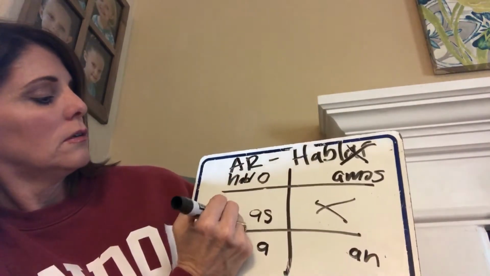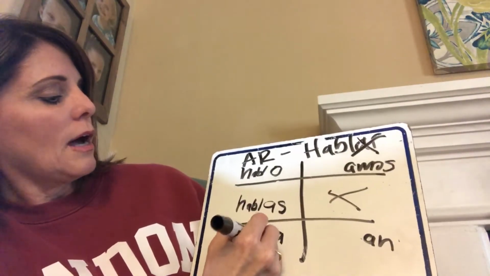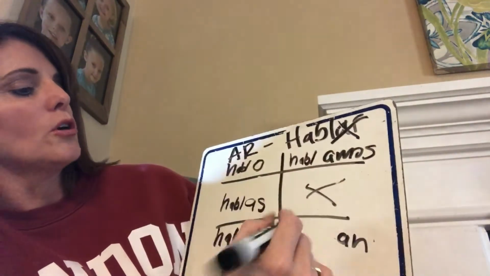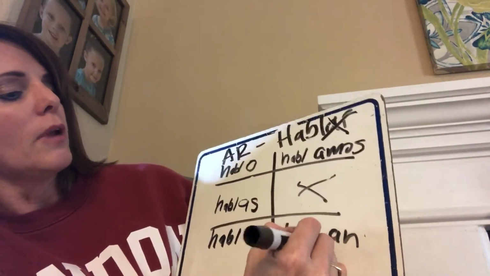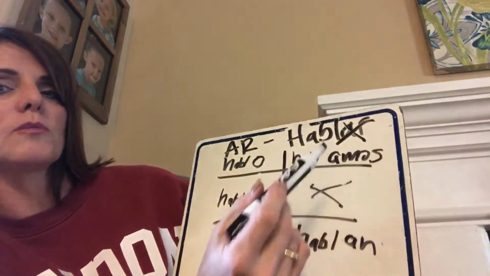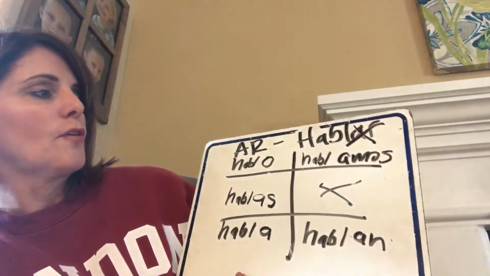Hablo, hablas, habla, hablamos, and hablan. I speak, you speak, he or she speaks, we speak, and they speak. So that is the AR verb conjugations.